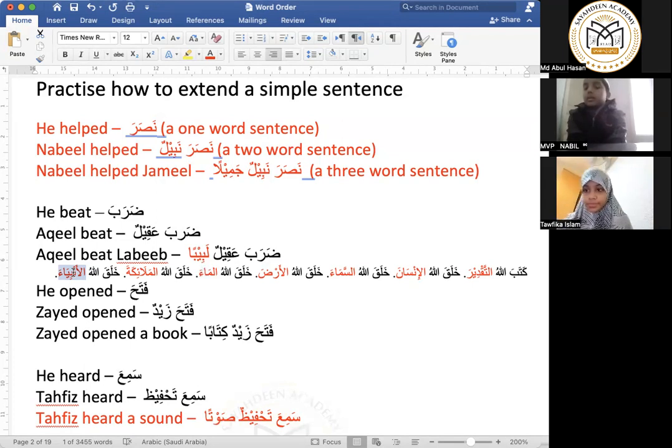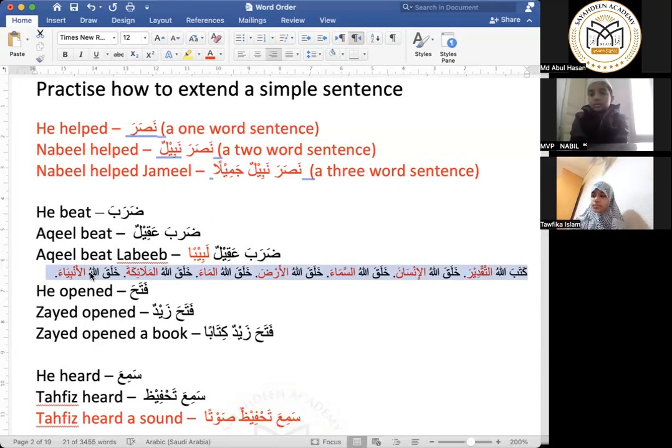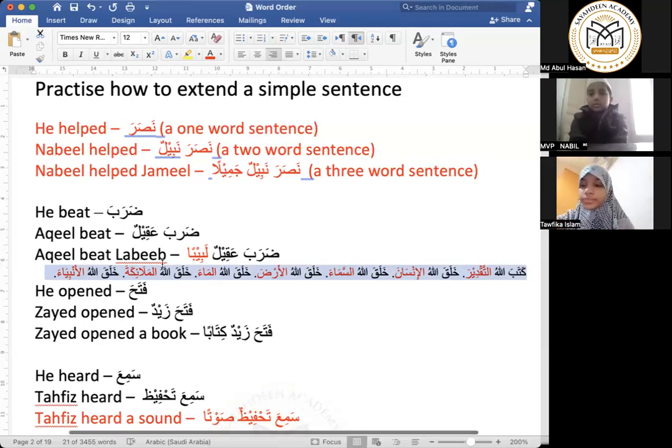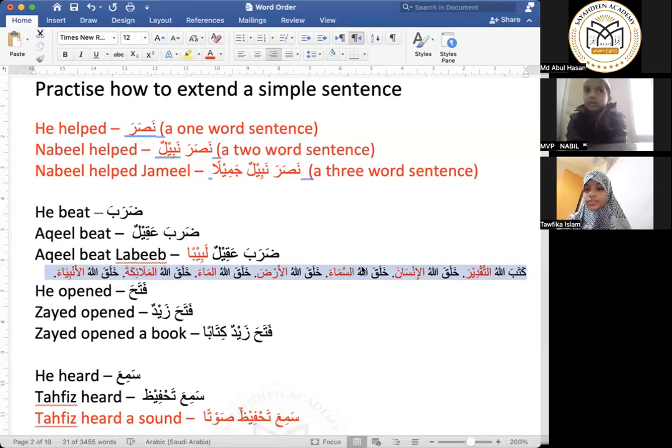Did you guys understand it? Yes. Very good. If you understand these sentences, then you will understand a lot of sentences in the Quran. You have all these words used in the Quran. So when you recite the Quran, you will come across lots of words. Some of them will have dhamma, some of them will have fatha, and you will understand that easily. If it's a fa'il, it will have a dhamma. If it's a maf'ul, it will have a fatha.